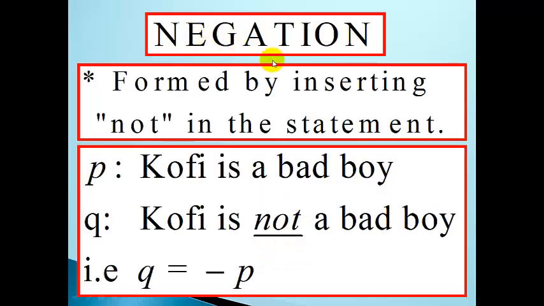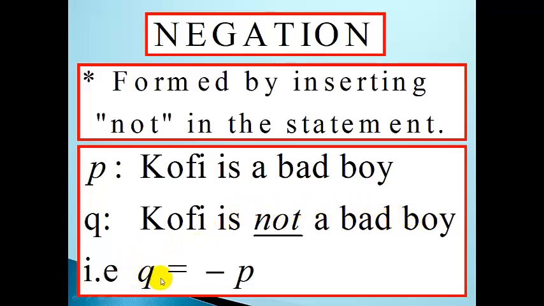Now we have what we call negation in logical reasoning. And negations are formed by inserting nots in the statement. Example, when we consider the statement P, Kofi is a bad boy. If you want to form the negation of the statement P, we have to insert nots. And so let's consider the statement Q. Kofi is not a bad boy.